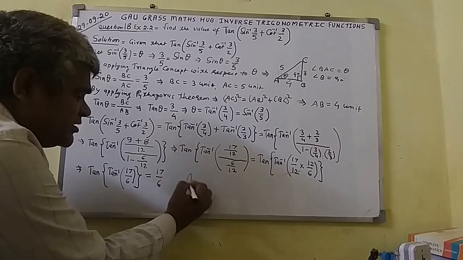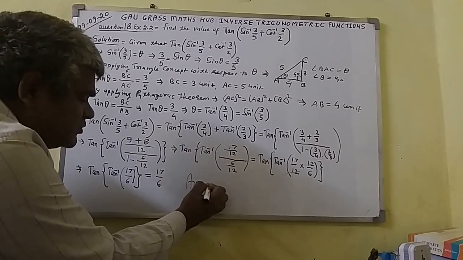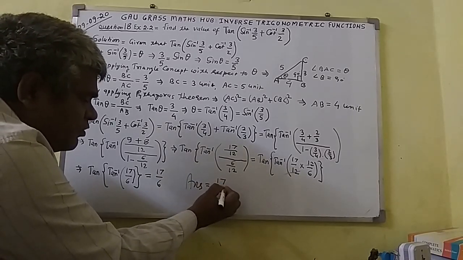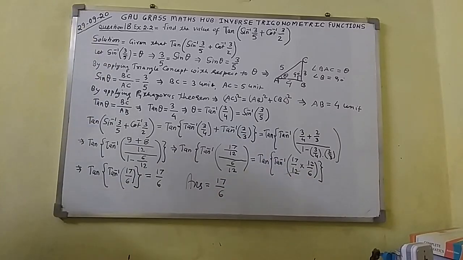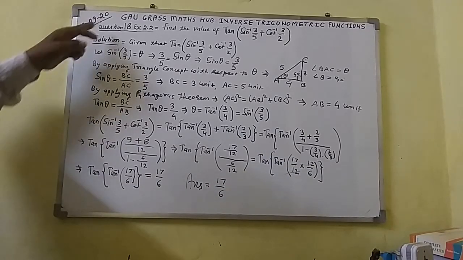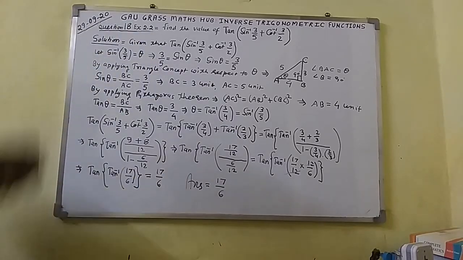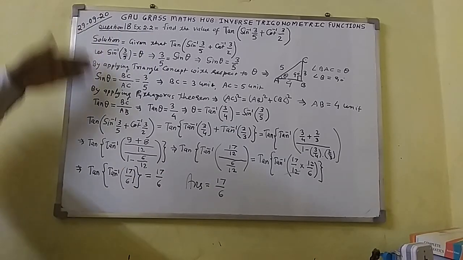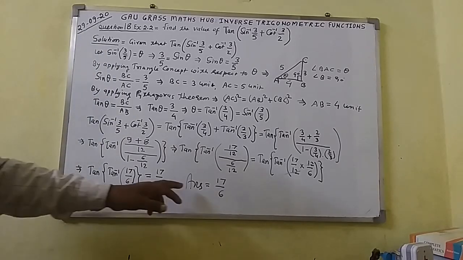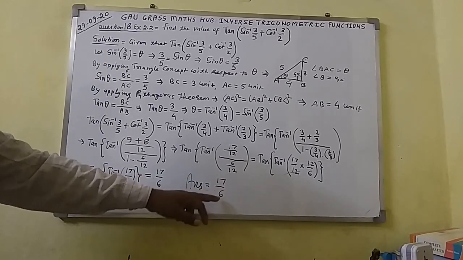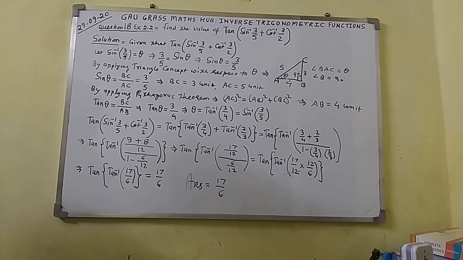Here I can write answer equal to 17 over 6. This is the complete solution of question 18, exercise 2.2, which I have reflected here. The correct answer will be 17 over 6. Okay, thanks.